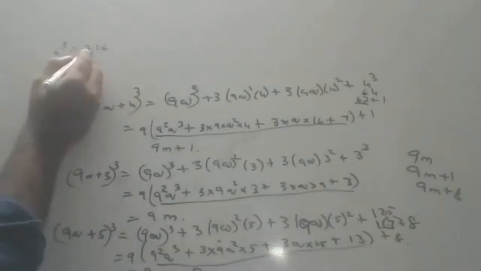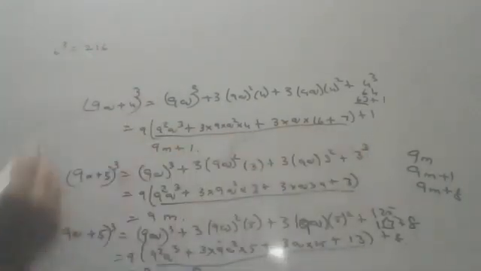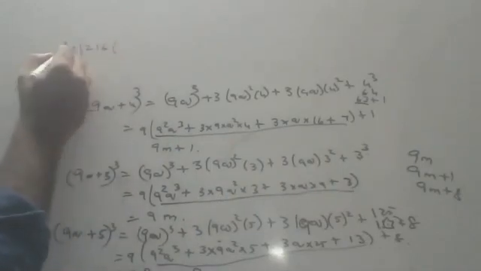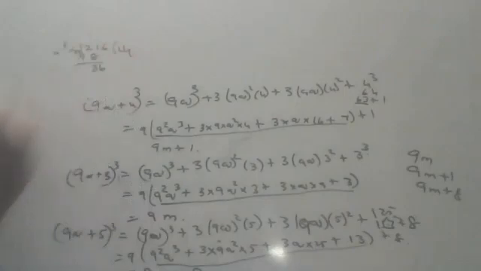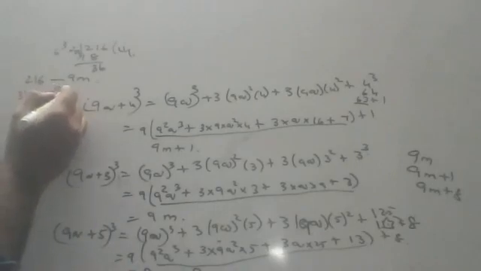216 will directly go in the 9 table, children. So no need to split, because 9 2s are 18 and 9 4s are 36, it will directly go. So when you take 216, you will get 9m. Next, 7 cube. 7 cube means 343. 343 directly won't go in the 9 table, so we can't write it as 9m.